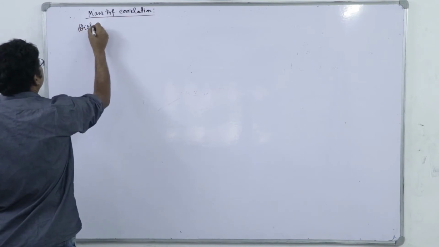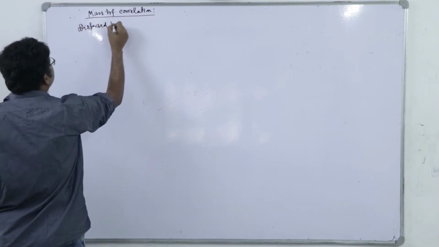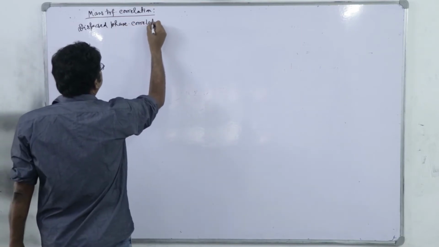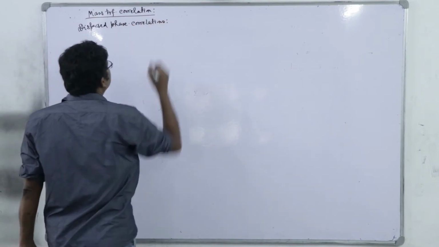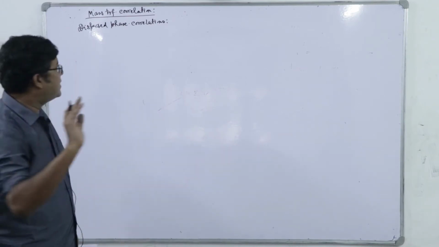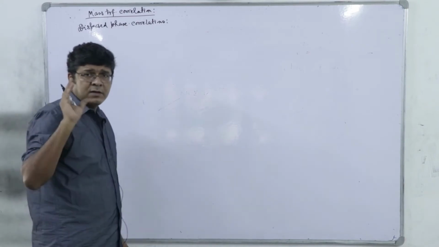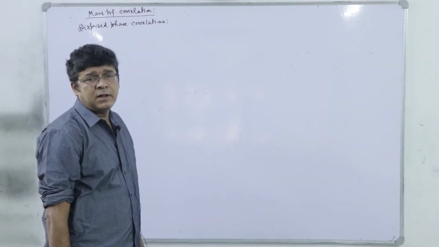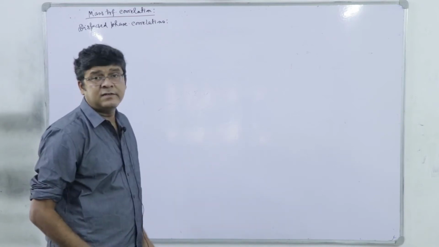First we will discuss the dispersed phase correlations. Now, for dispersed phase correlations we will not go into the broad, elaborate type. Here we will go for a very simple correlation which was introduced by Froessling in the year 1963.